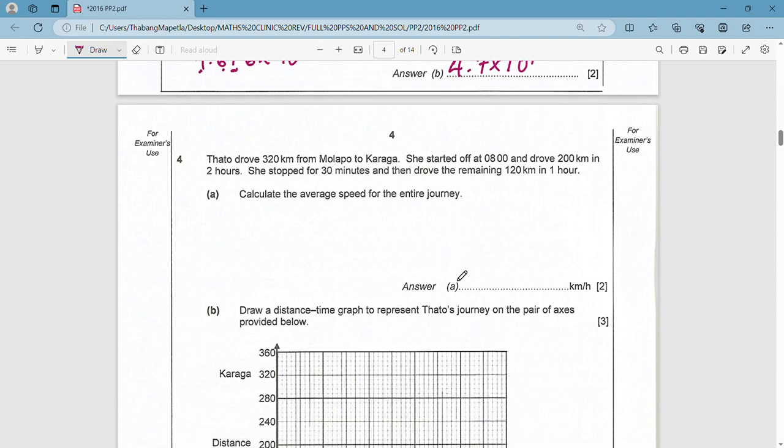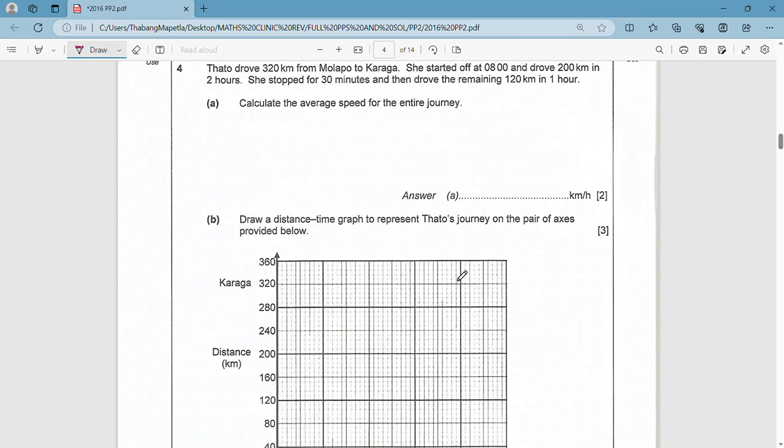And then going to the next one, question number 4. It says that Tato drove 320 kilometers from Molapo to Karaga. She started at 8 o'clock and drove 200 kilometers in 2 hours. She stopped for 30 minutes, and then drove the remaining 120 kilometers in 1 hour. Calculate the average speed of the entire journey.